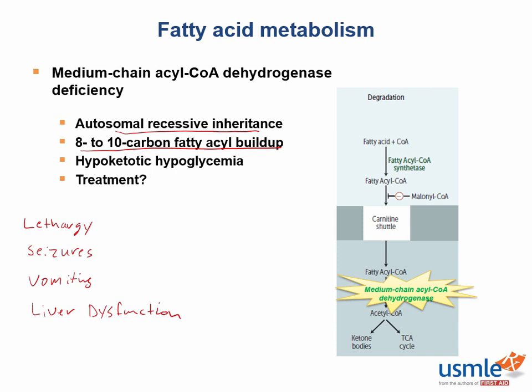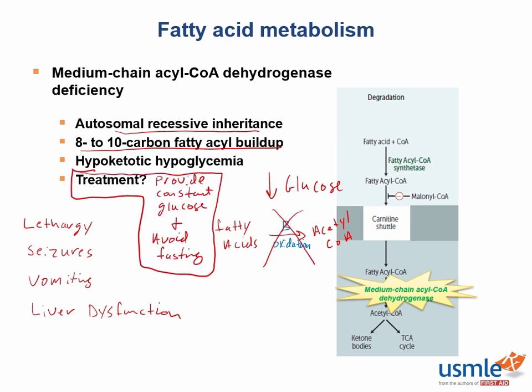So how do you think you treat patients with medium-chain acyl-CoA dehydrogenase deficiency? Well, let's think about it. When do we actually undergo beta oxidation? Well, we use beta oxidation to break down fats when our glucose reserves are depleted. Now, if this process isn't working correctly, and we don't ever want it to take place, how do you think we treat that? There you go. Keep the body supplied with a constant source of glucose, and avoid fasting.